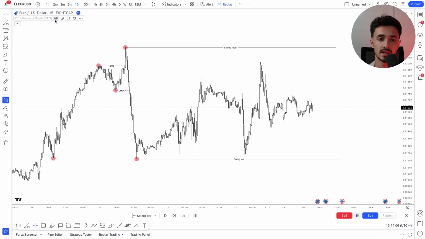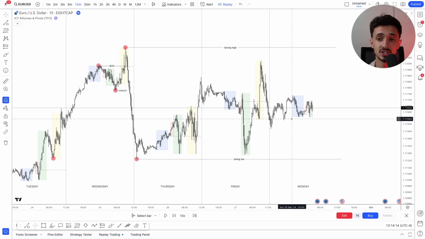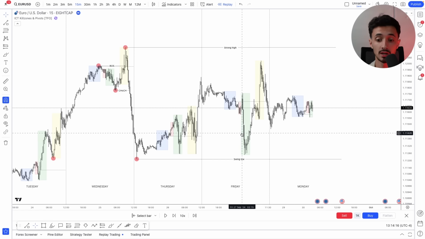What I always do is I actually use this indicator. I'm not a fan of indicators. This indicator literally just shows you time. In the blue box, you will see Asia session. In the green box, London session. In the yellow box, New York session.